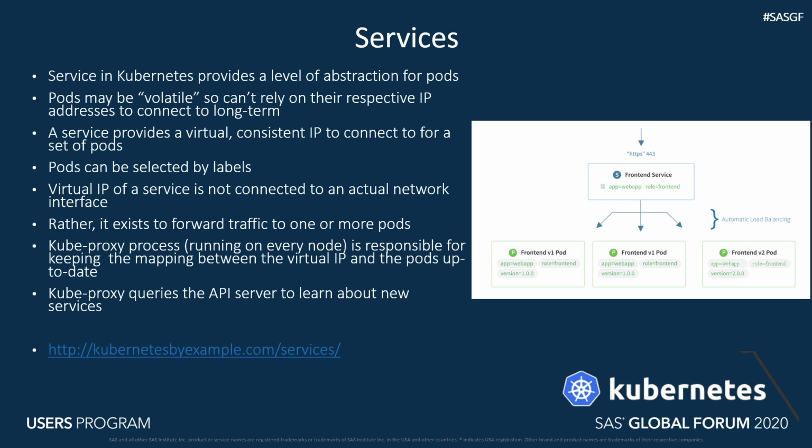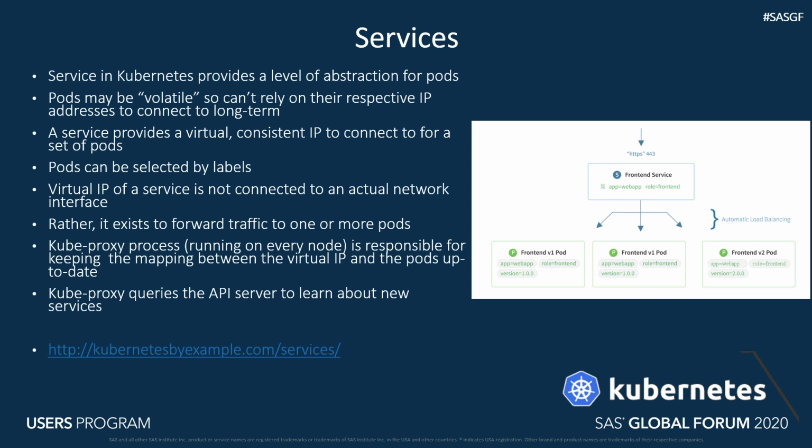They should be able to be stopped, go away, start up another instance, and pick up where it left off. So a service in Kubernetes provides a level of abstraction for pods. Because pods can be volatile, you can't rely on their respective IP addresses to connect to. So the service provides a virtual, consistent IP to connect to for a set of pods. Pods can be selected by labels.